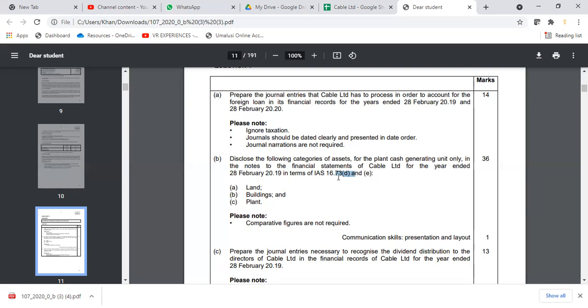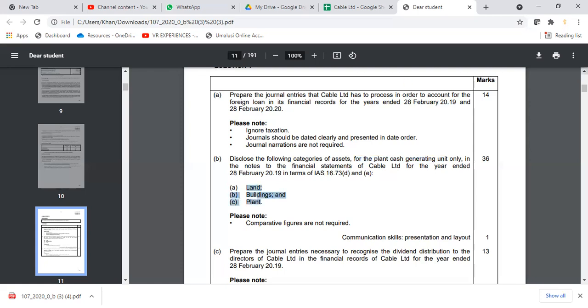So the second thing that's important is the date, 28 February 2019. That means the current year is 28 February 2019 and the prior year is 28 February 2018. But they're telling us comparatives are not required, so we only need the 2019 financial year. The other important aspect is that it's only for the plant cash generating unit and not all the assets, only these 3 assets.